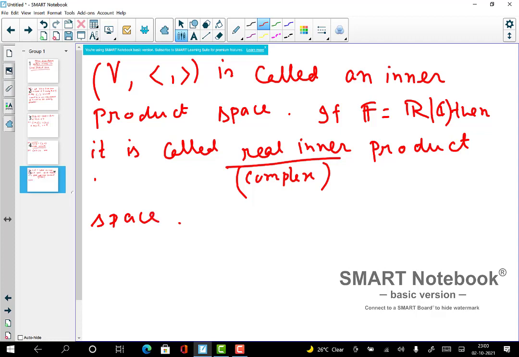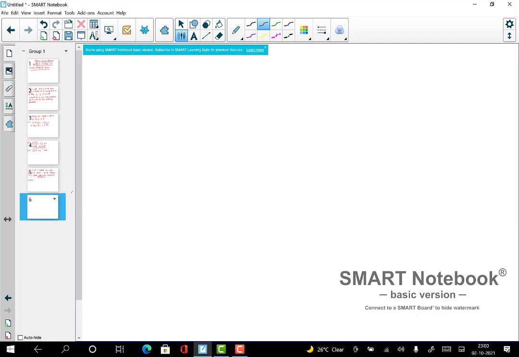Okay, so this is a definition, and then obviously we need to give you lots of examples so that you can see that this kind of space actually exists. So the first example is called the standard inner product.